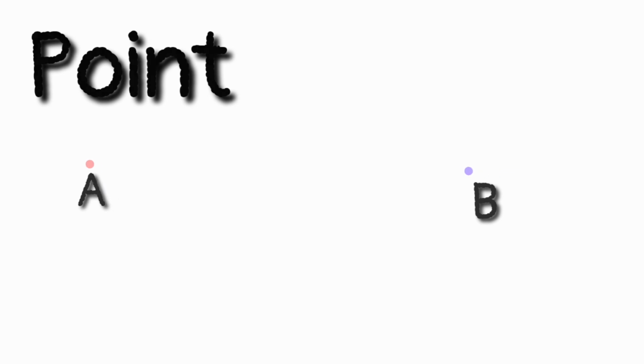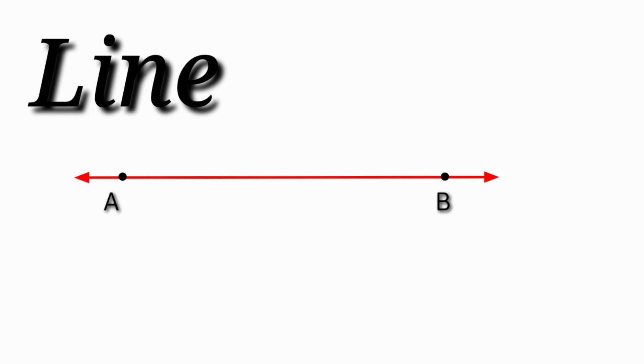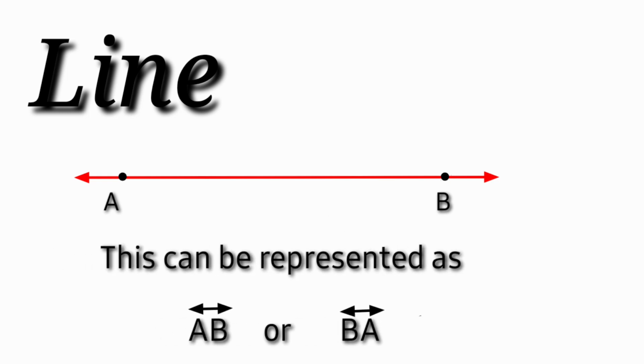A collection of so many points we call a line. Since the points are infinitely many on a plane, a line does not end. So we say a line has no endpoints. By choosing any two points on a line, we can name the line as line AB or line BA, as in the figure.